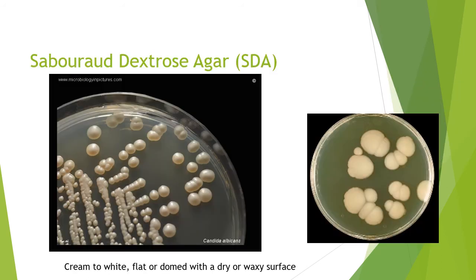So how do we actually grow candida? We have also mentioned this previously, but just to remind you that we use Sabouraud dextrose agar. This is the usual or simple media that we use to grow most of the fungi. Yeast can give you very distinctive creamy to white, flat or dome-shaped colonies. They are sometimes dry, sometimes they have waxy surfaces.